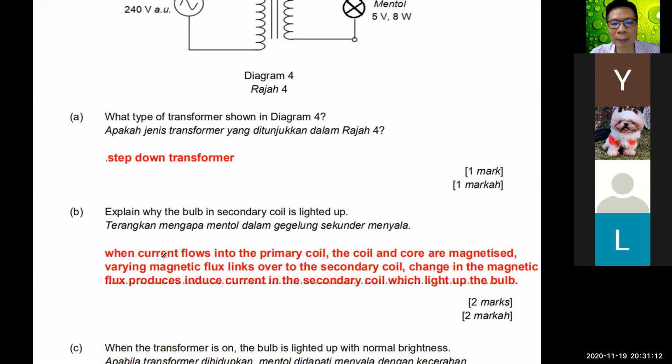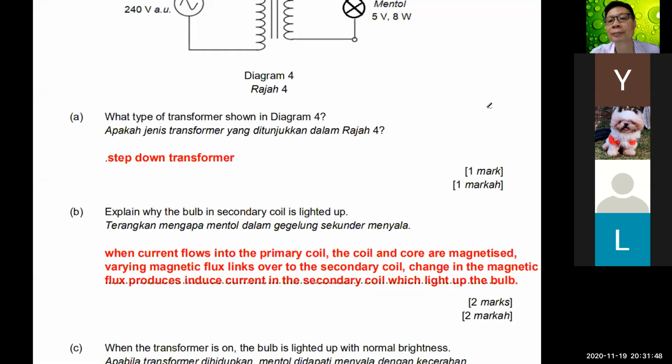Then varying magnetic flux. Use the word varying now because it's AC. AC current, the current is vibrating, so the magnetic flux is also vibrating. That's why we call it varying magnetic flux, linking over to the secondary coil. So what happened? Change in magnetic flux happens in the secondary coil because the magnetic flux cuts the wire, isn't it? And then change in magnetic flux produces induced current in the secondary coil, which lights up the bulb.